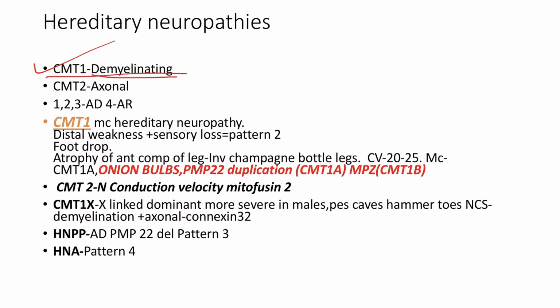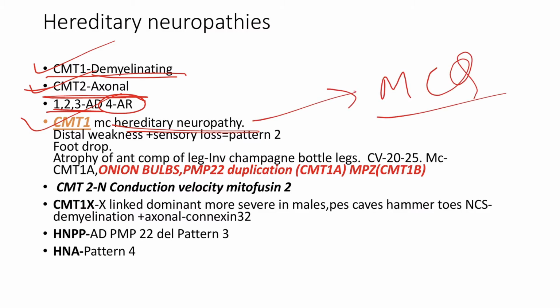One is demyelinating, two is axonal. Okay, and 1, 2, 3 are actually autosomal dominant, whereas 4 is autosomal recessive. Type 1 is the most common hereditary neuropathy, is an MCQ. A lot of questions have come on this, and it usually has a distal weakness and sensory loss.